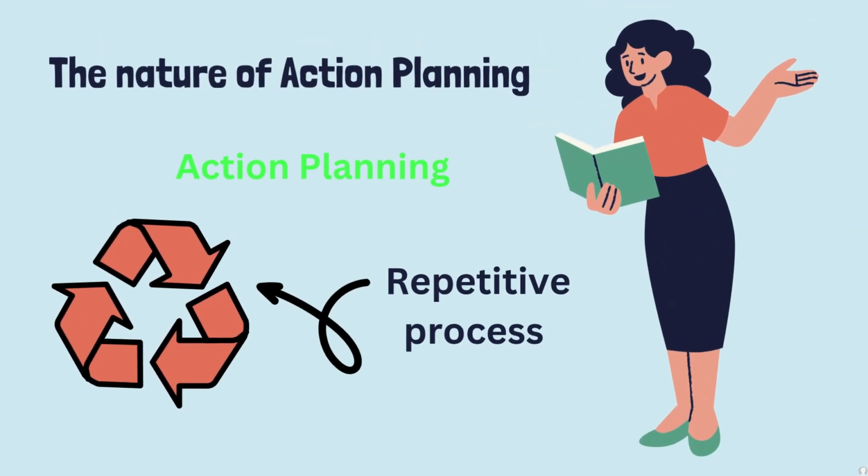The nature of action planning. Action planning is a repetitive process, allowing you to restart after completing a cycle. However, in reality, life is not always straightforward. The process tends to be more fluid, with stages overlapping and goals may evolve as you move forward. It is essential to be ready to adjust your plan according to changing circumstances.